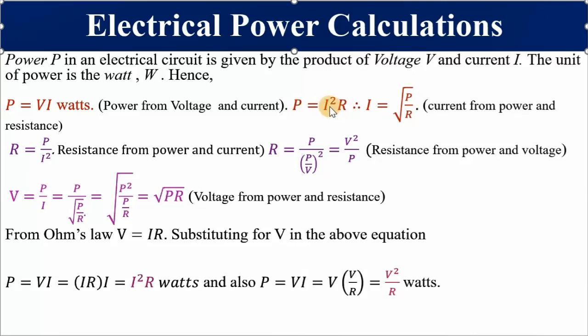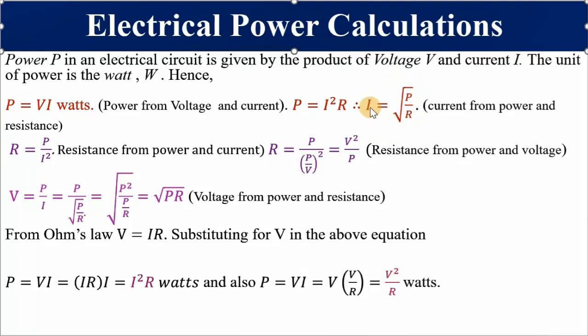If you make I the subject of the formula, you divide both sides by R as we have done, then you take the square root of both sides. Therefore, I is equal to the square root of P over R. This means that when you are given power and resistance, you make use of this formula to calculate your current.